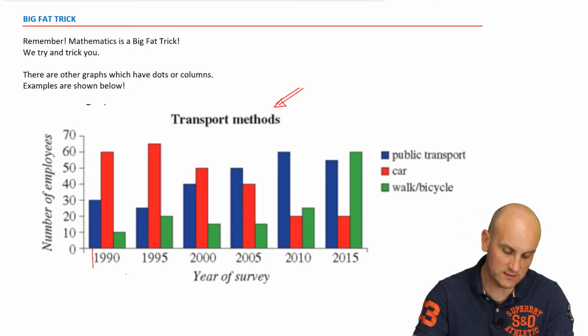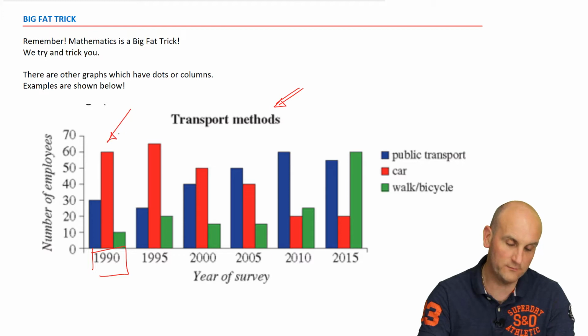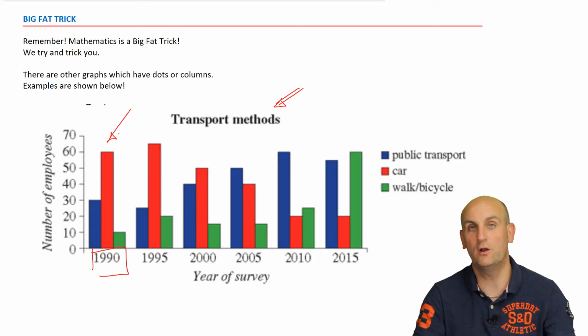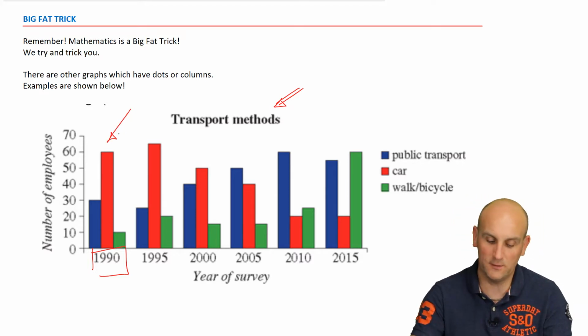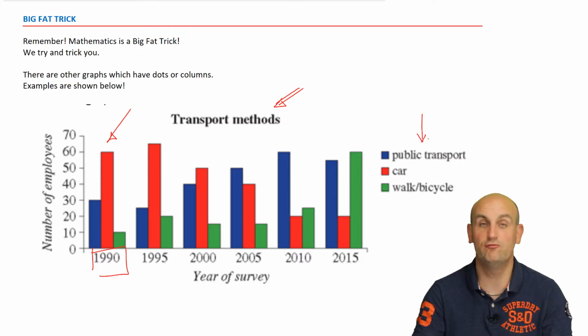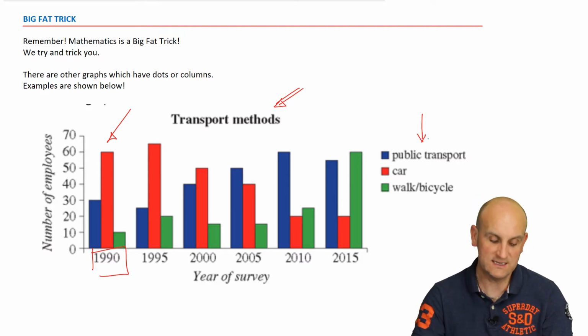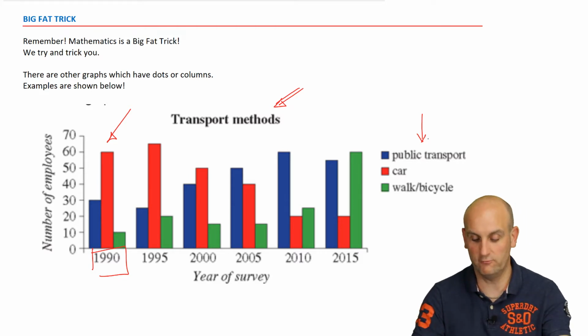But if we look at 1990, I've got 3 columns for 1990. One's a blue column, one's a red column, and one's a green column. And that's where the key here comes in really handy, because the blue stands for the number of employees who take public transport. The red, number of people who take car, and the green who take bicycle.